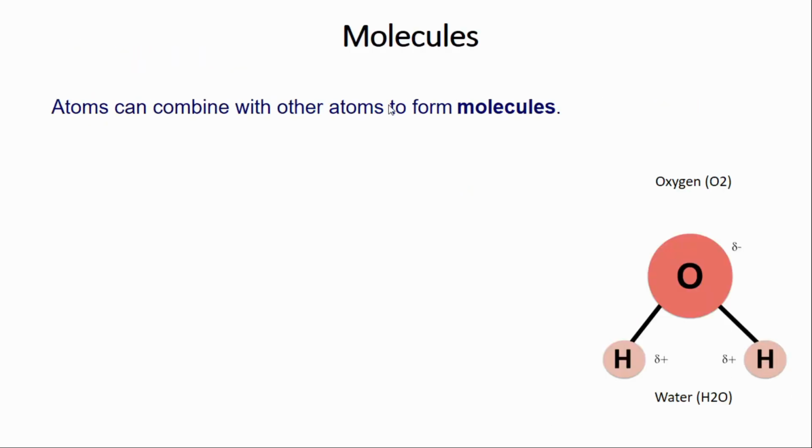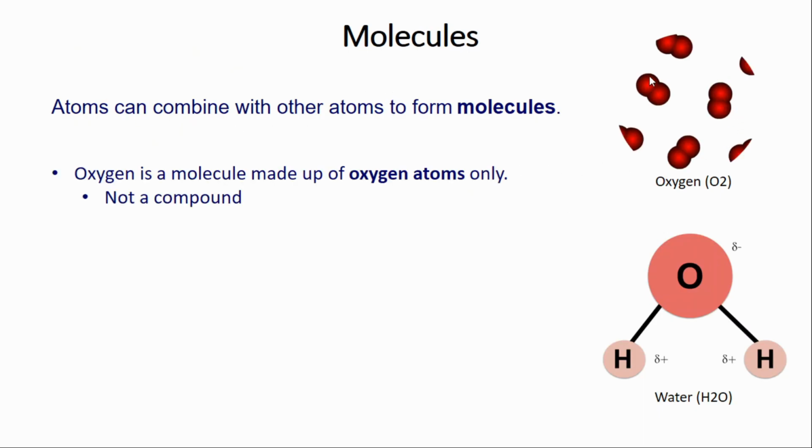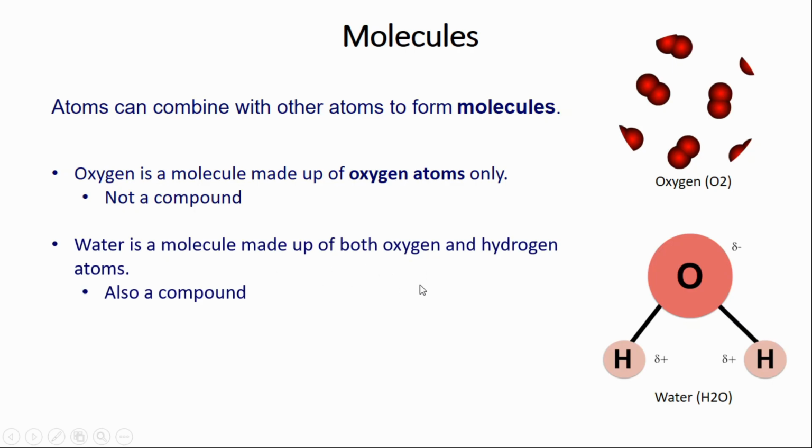And finally, our last one was molecules. Atoms can combine with other atoms to form molecules. Having a look on the top right here, these two red circles are both oxygen atoms. So we have two red circles, that makes O2, because there are two oxygens, giving us the molecule O2 or oxygen. Key note here, this is not a compound, and that's because it's made up of only one type of atom. However, right below here, water is a molecule made up of both oxygen and hydrogen atoms. So this one is also a compound. So it's a molecule and a compound. Oxygen will be just a molecule, water will be a molecule and a compound.